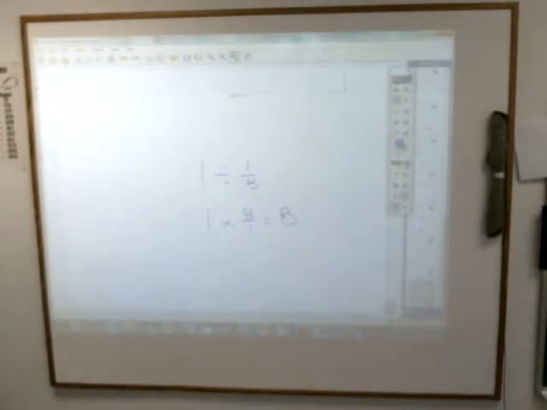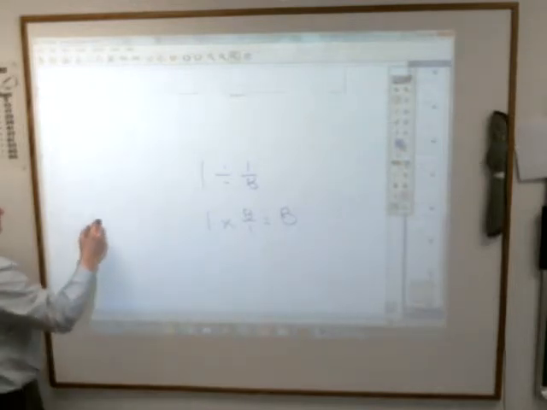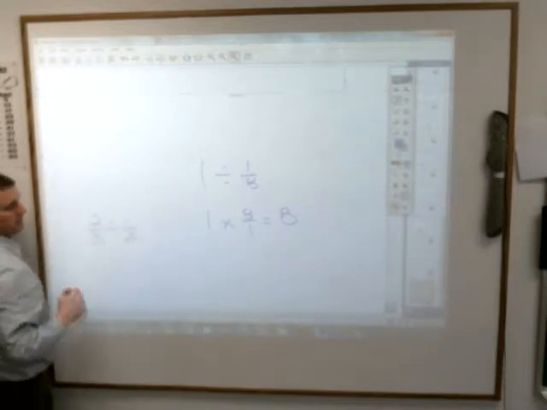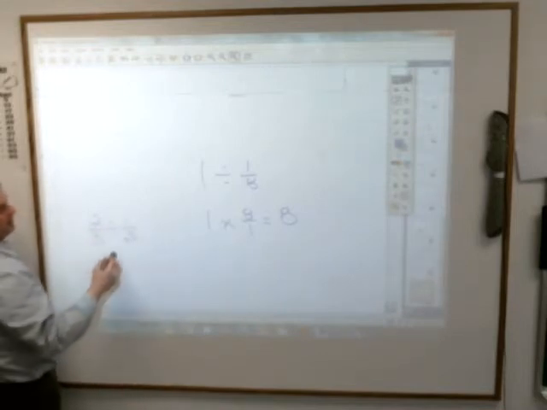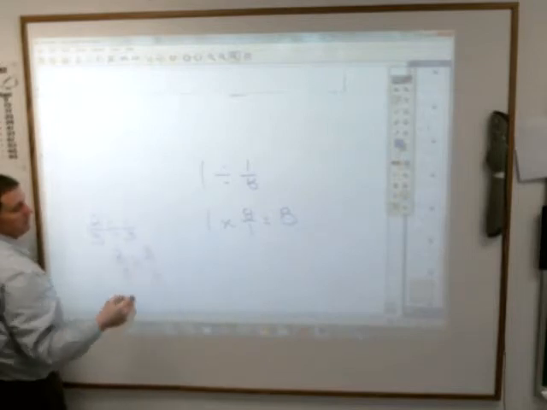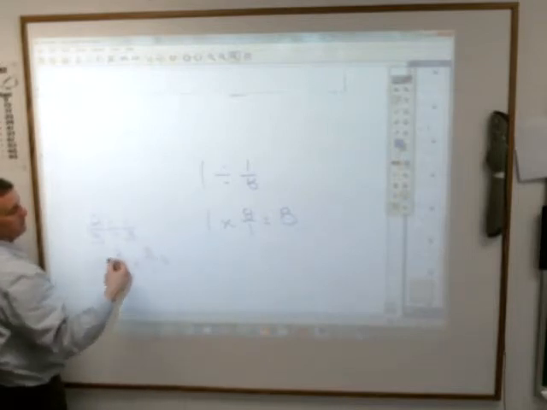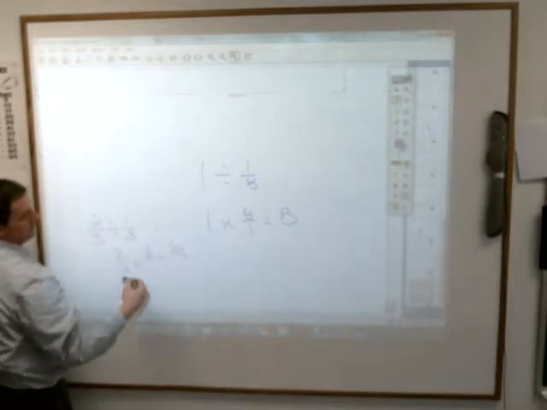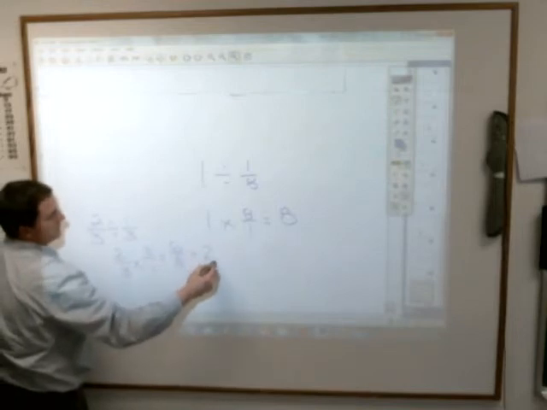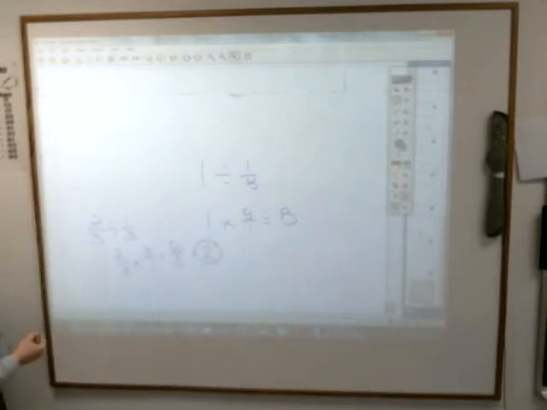How about 2/3 divided by 1/3? You probably already know the answer to that, but it is the same as 2/3 times 3 over 1, which ends up being 2 times 3 is 6, 3 times 1 is 3, and 6 over 3 is the same thing as 2. It's not so bad, is it?